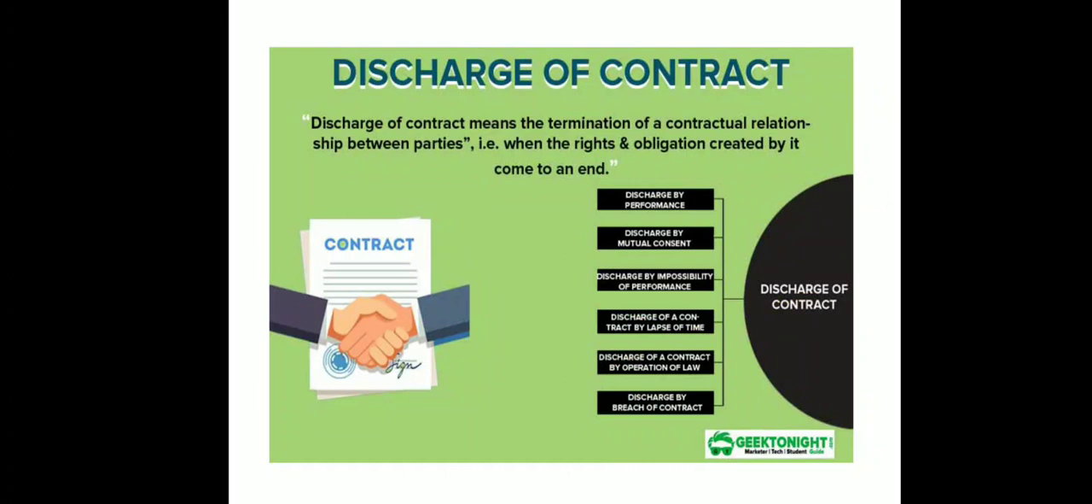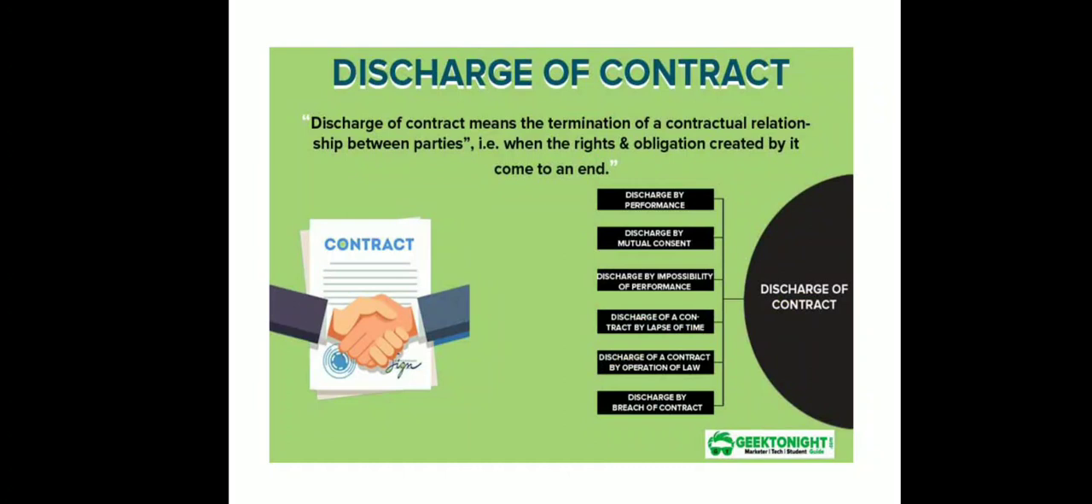So first we'll check what actually the discharge of contract is. Discharge of contract means the termination of contractual relationship between the parties, that is, when the rights and obligations created by it come to an end. When the rights and obligations arising out of a contract are executed, then the contract is said to be discharged.